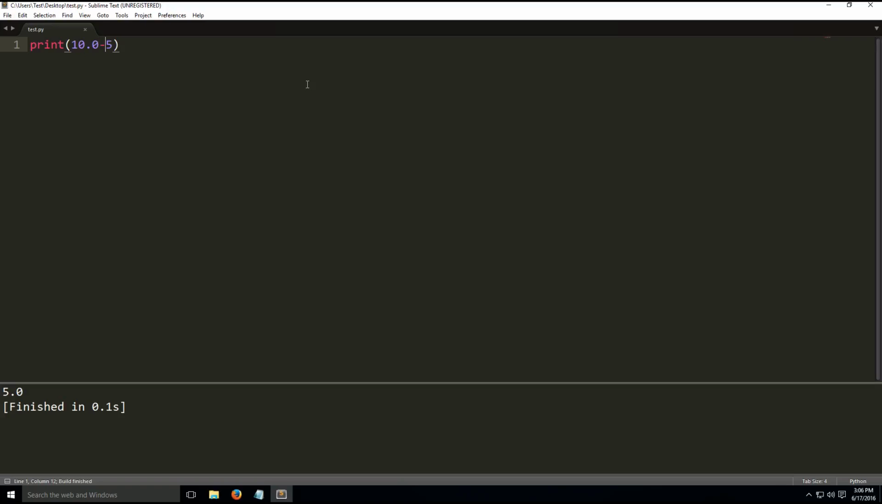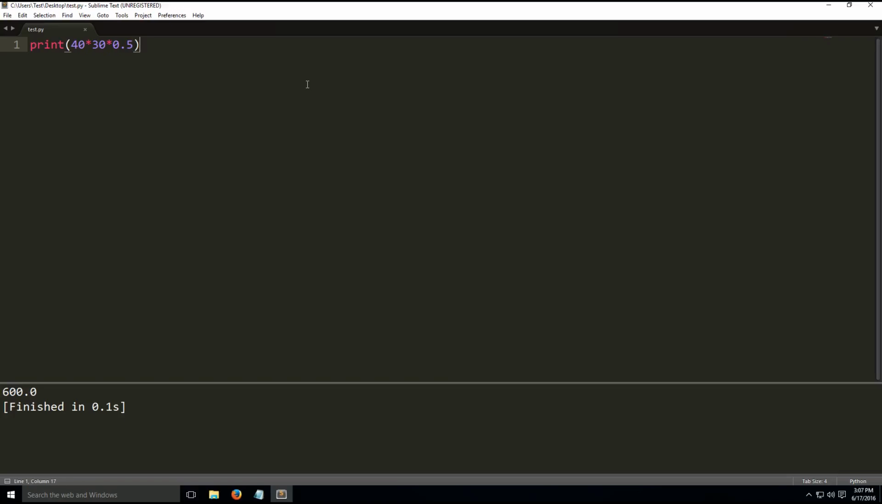Moving on to multiplication. This is the same case with multiplication. So let's do 40 times 30. We're going to get 1200. And if we do this times 0.5, we're going to get 600.0 because 0.5 is a floating point number.